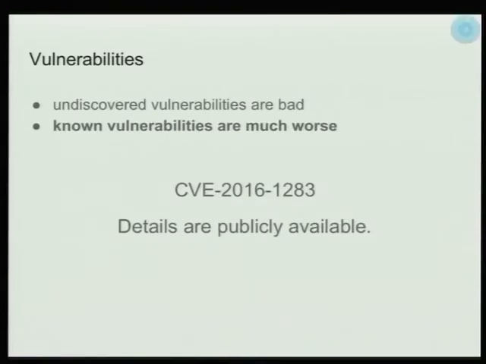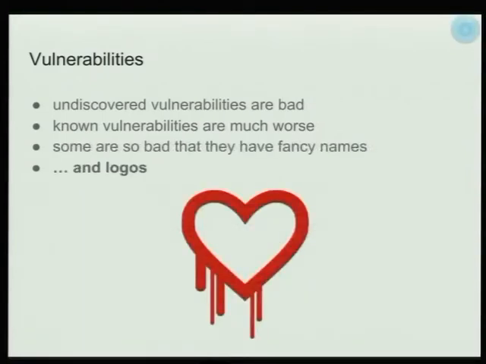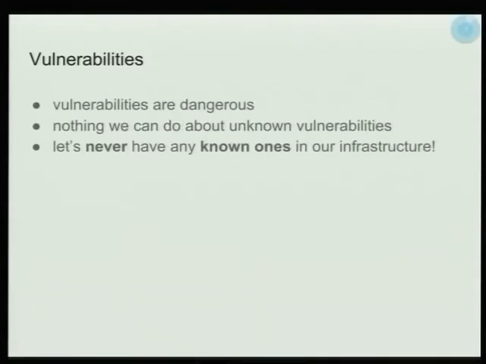What is much worse are known vulnerabilities. So a vulnerability that has an assigned ID, it's well known in the community. There are details how to attack with those available in public. Some of these vulnerabilities are so bad that they've even received nicknames and fancy names lately, like Shellshock, Poodle, and Venom. And probably the most famous vulnerability has even received a logo. So we can all agree that vulnerabilities are dangerous and they are a bad thing to have in our infrastructure. We cannot do anything about the unknown vulnerabilities, but let's try to do something about the known ones. Let's try to find some way to prevent having known vulnerabilities in our infrastructure.